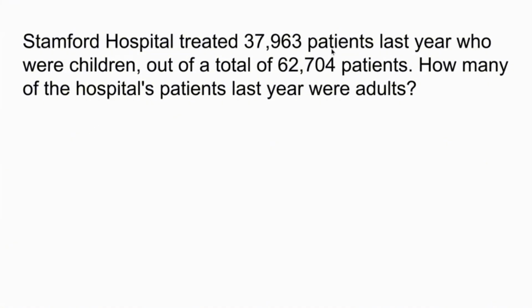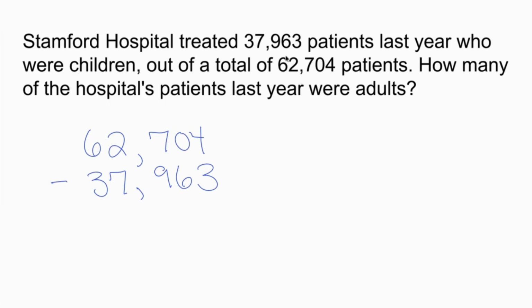Okay, so we know that there was a total of 62,704 patients. 37,000 of them, 963, were children. So the remainder is going to be adults. So what we're going to do is subtract 37,963. Because when I take my total and I remove the children, subtract, then what I have left over are the adults. So we're subtracting here.